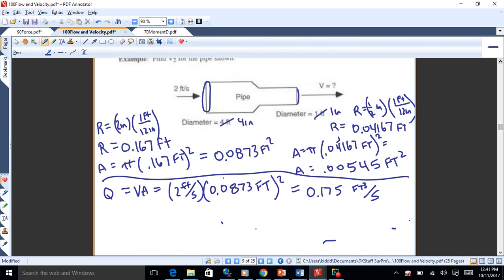So I get 0.175 cubic feet per second. So that's what's coming through that pipe. And then once you've got that, you want to find the velocity coming out. That's the flow rate coming in, and of course it's the same flow rate going out. So what you want to do then is divide that by the area on the other side.